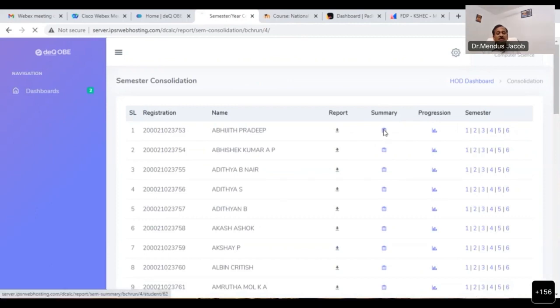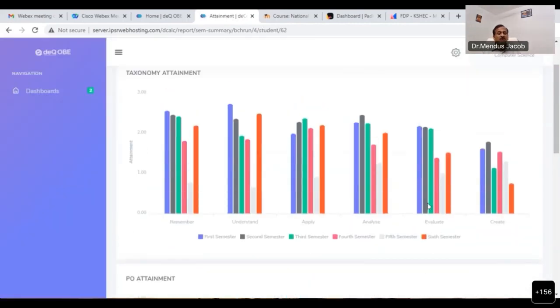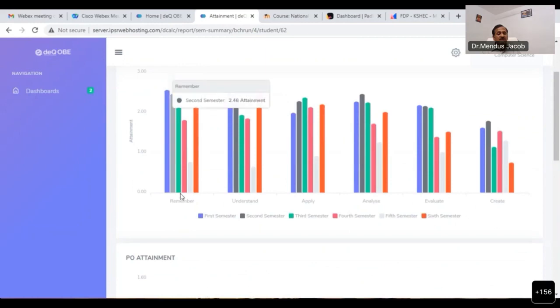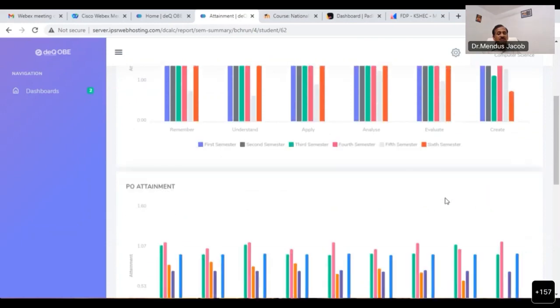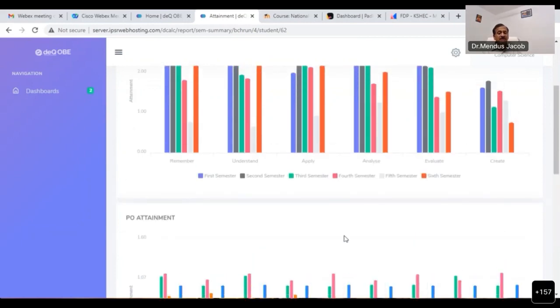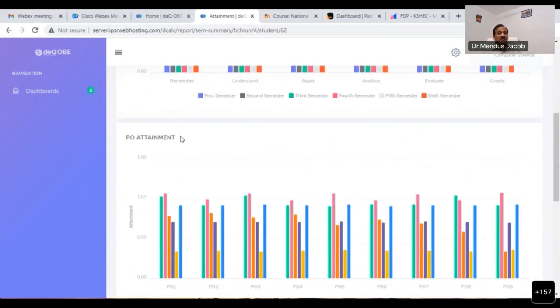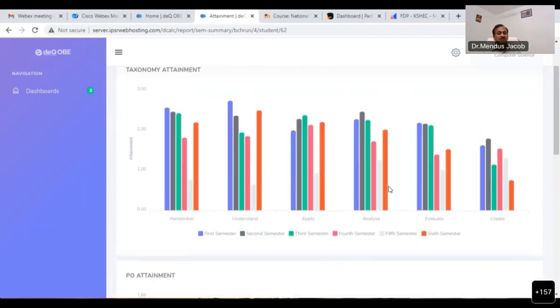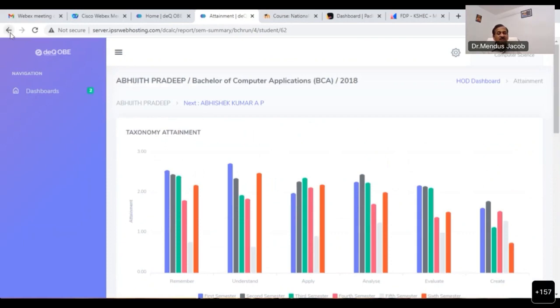See, for example, how each student is performing semester-wise. This is the analytics report of a student called Abhijit Pradeep. See, in each semester, how the student is performing in the taxonomy levels. Here you can see a dip in the 5th semester. So that means something happened in the 5th semester, so the faculty can intervene there. Then PO attainment, the progression of a particular student semester-wise, we can understand from this graph.